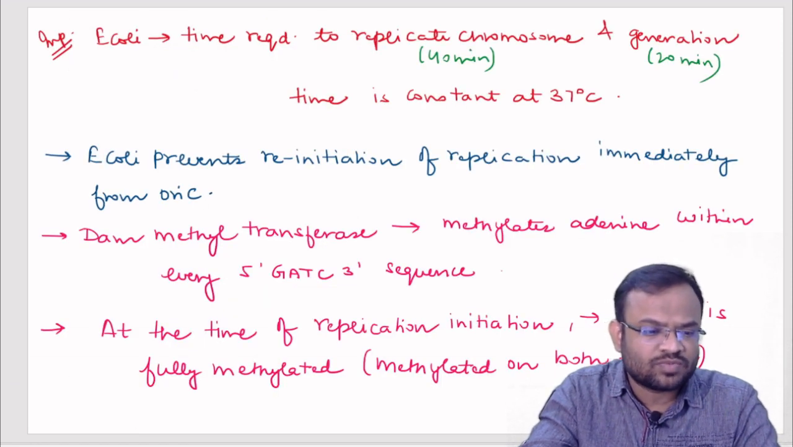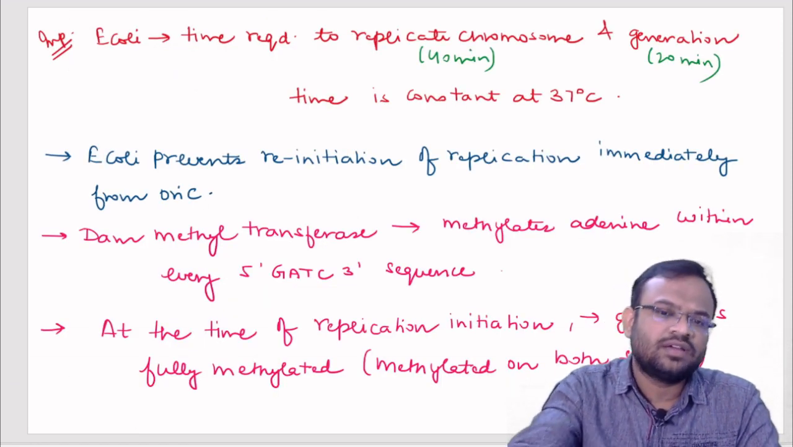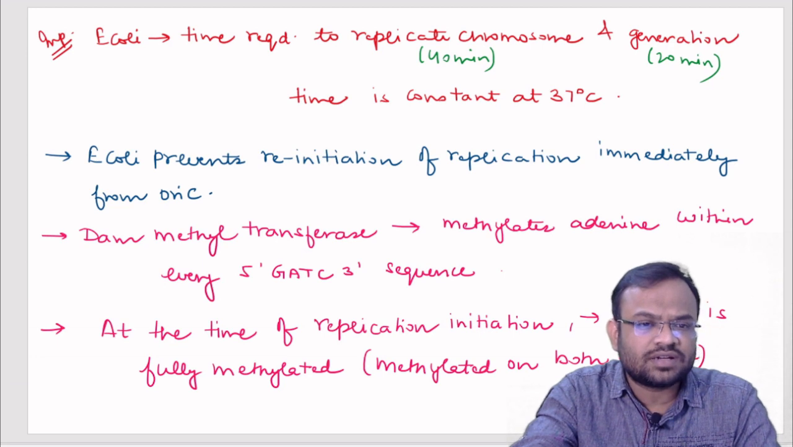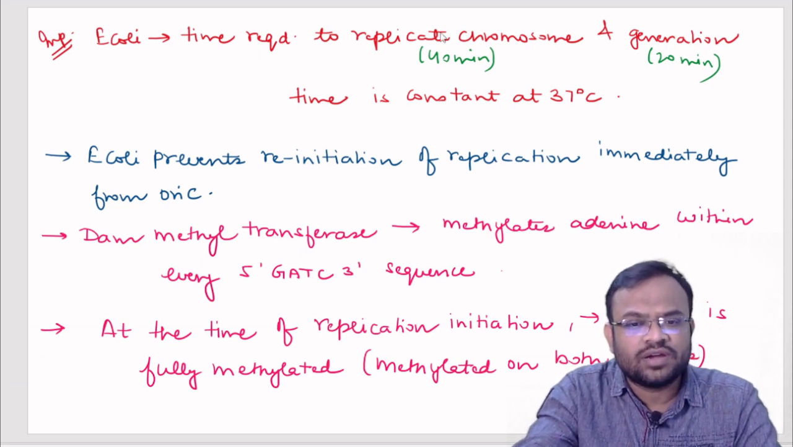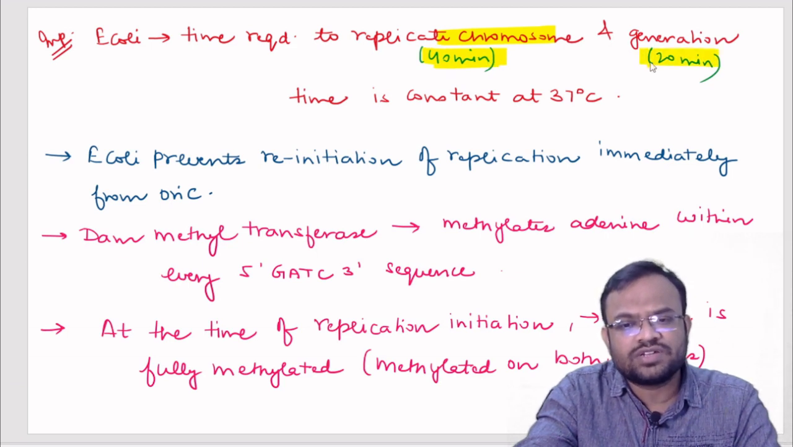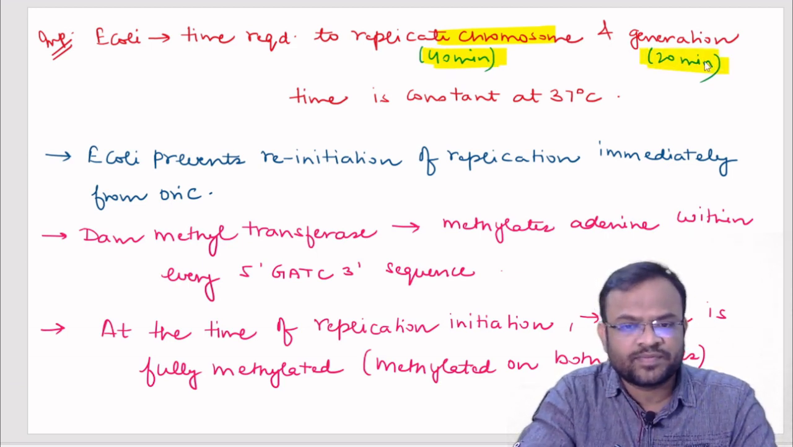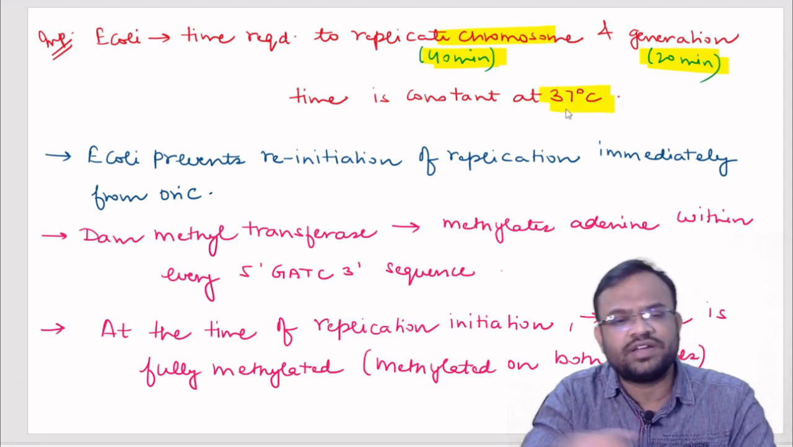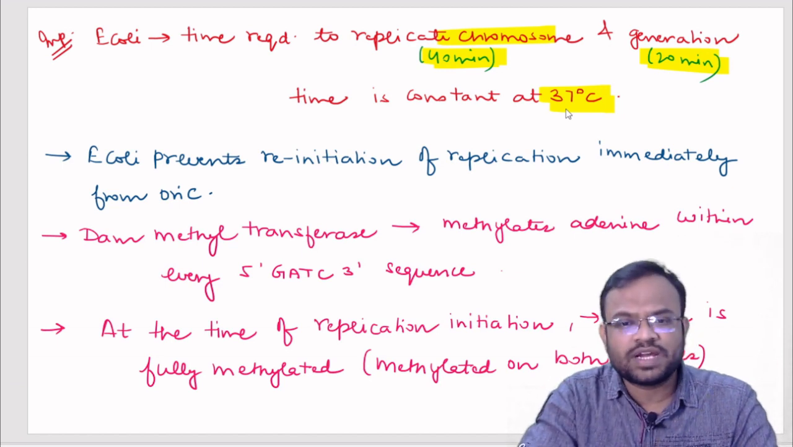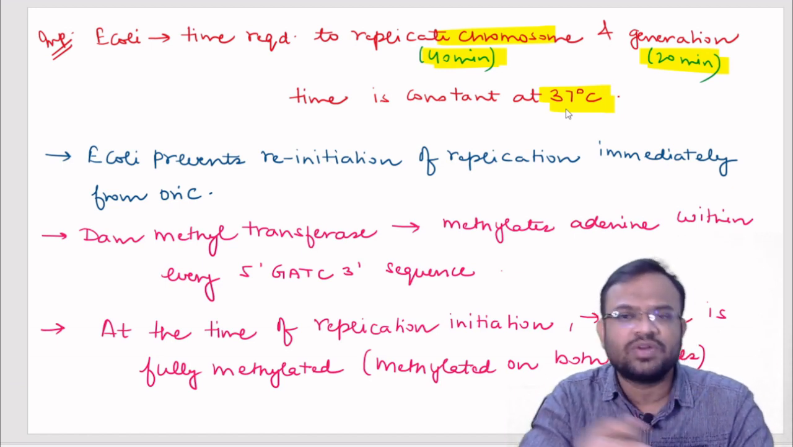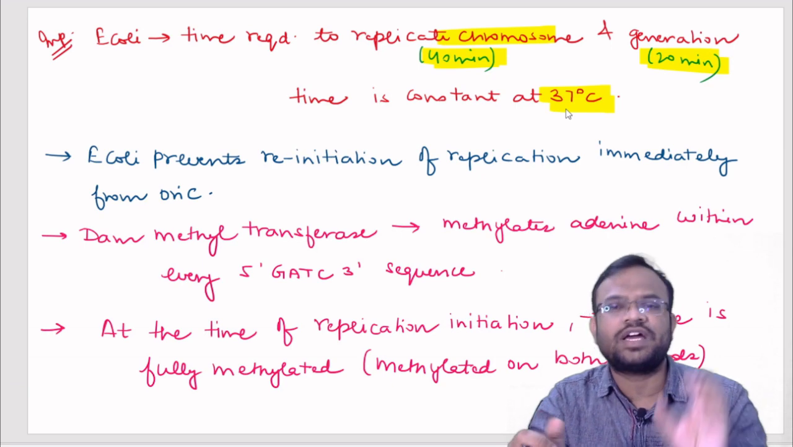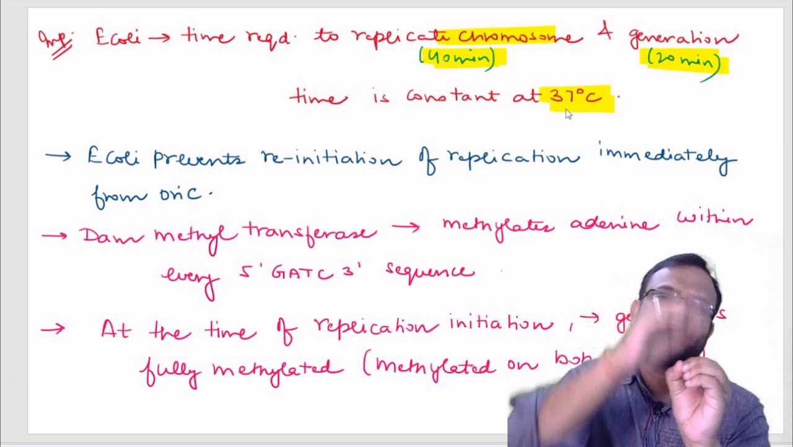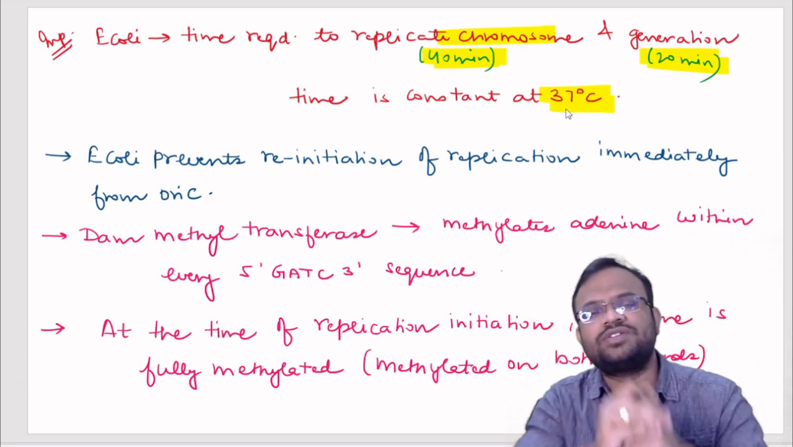Next, let me just move on to the next slide. So it is said that the time required for E. coli to replicate the chromosome is 40 minutes, but the generation time is just 20 minutes. This time is constant at 37 degrees centigrade. How is it possible that the time required to replicate is 40 minutes whereas the generation time is 20? What do you understand by generation time? The time in which one bacterium will give rise to two bacteria. This is called generation time.